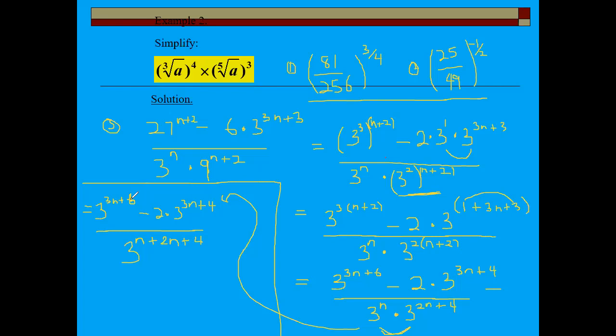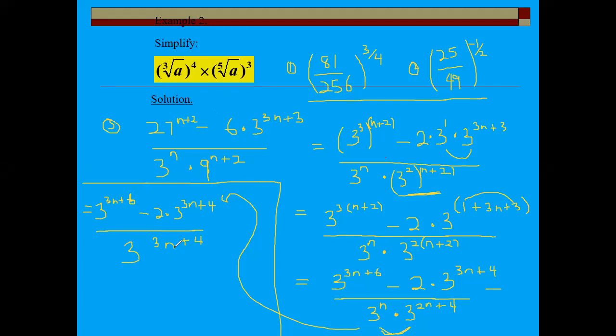So when we look at this carefully, for the lack of space, you see n plus 2n will give us 3n. So I'm going to clean this one and then write 3n there. So this is 3 raised to the power 3n plus 4.